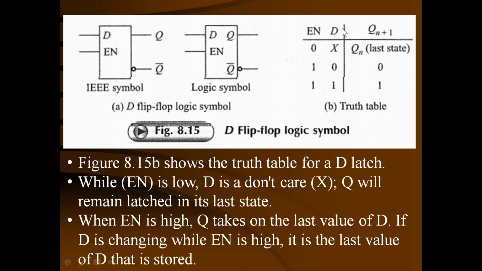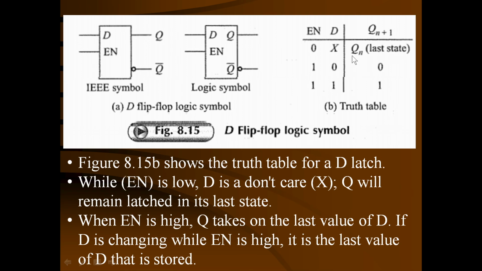This is the truth table for the D type flip-flop. So, when the enable input is going to be low, that means both the AND gates are disabled, the flip-flop is disabled, and it will retain the last value. So, Q(n+1) is nothing but the previous value of the output, that is Q(n).